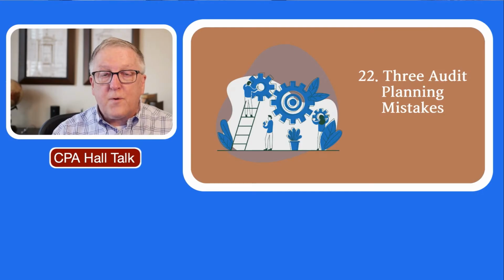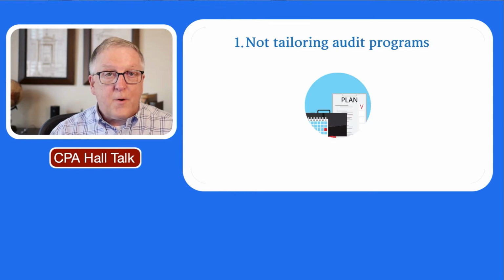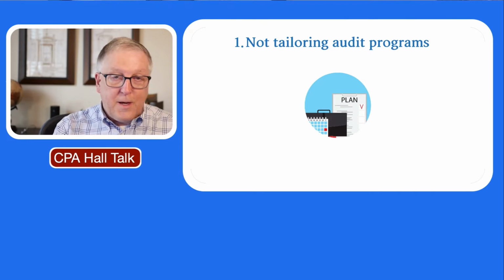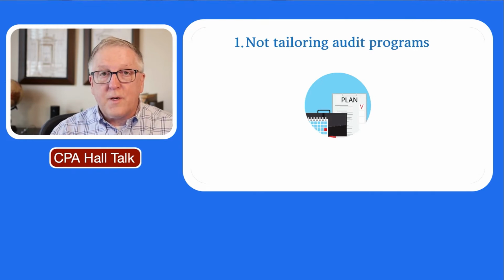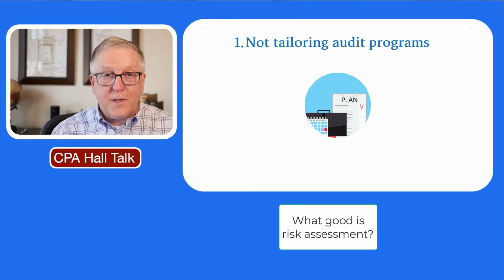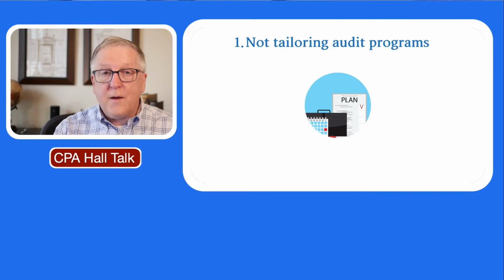Here we are in chapter 22, and the first mistake is not tailoring audit programs. You know, we've spent weeks in all the prior videos looking at risk assessment. If we do all of that work and then we don't adjust our plan based on the risks that we've identified, then what good is risk assessment? It's a complete waste if we don't take that information and then tailor the work that we plan to do.